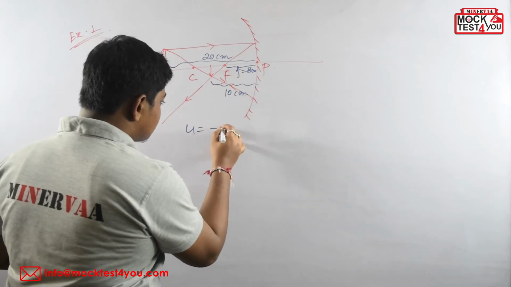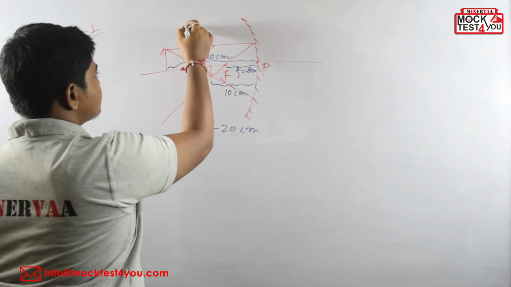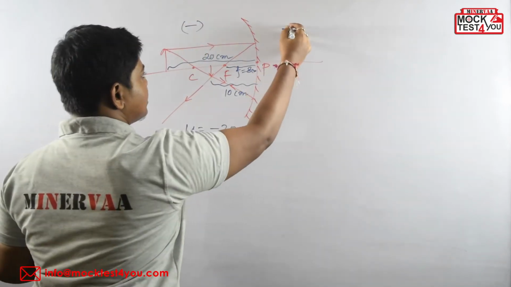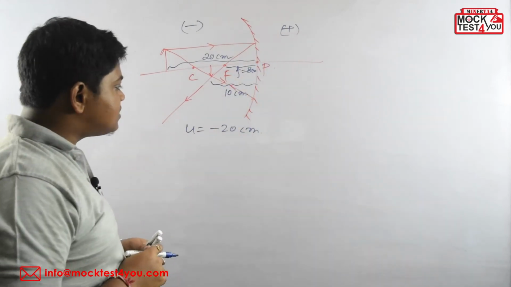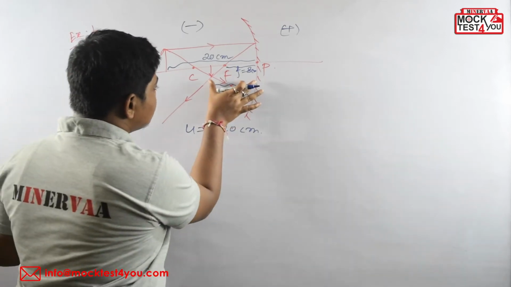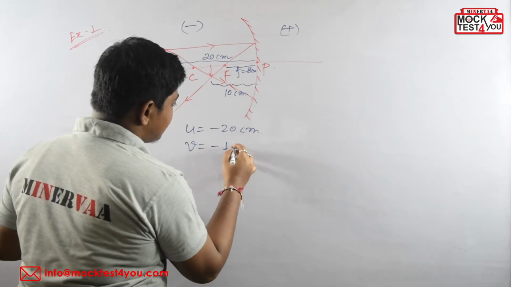So u is equal to minus 20 centimeter. This is a concave mirror, so most of the distances will be measured on the left side of the mirror, because on the right side we do not have anything over here. So the object distance has the value of minus 20 centimeter. Here the image distance is equal to how much? That is equal to minus 10 centimeter.